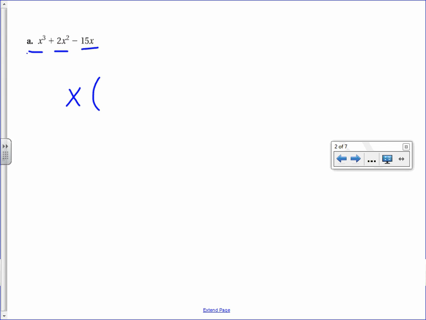If you take an x out of this first term, you'll be left with x squared. If you take an x out of this middle term, you'll be left with plus 2x. If you take an x out of this last term, you'll be left with minus 15. Now we can't stop here. We have to look at what we have in this parentheses and see if we can break it down further.